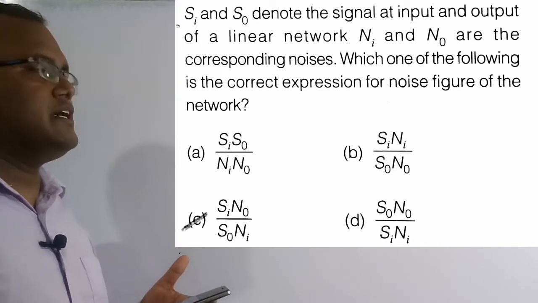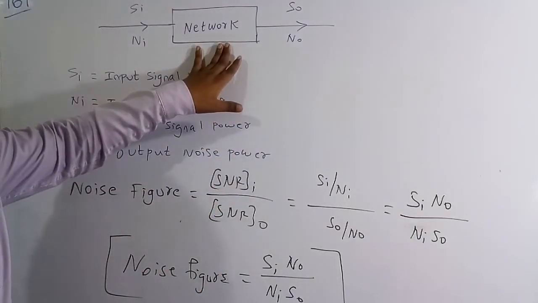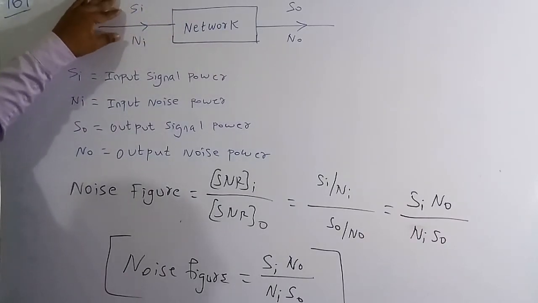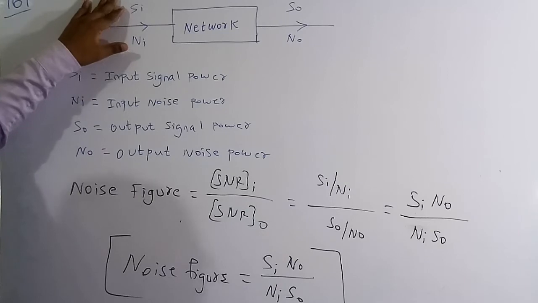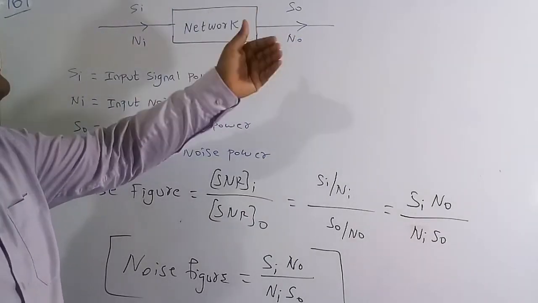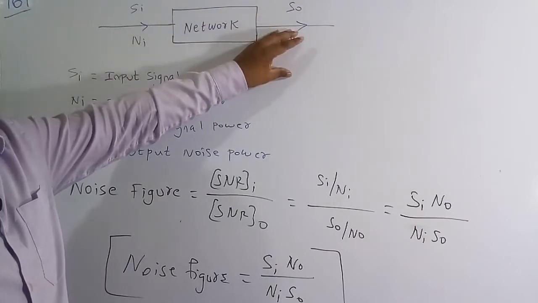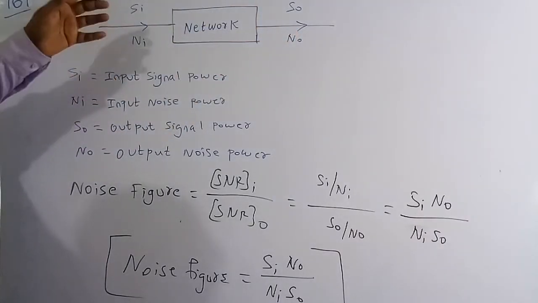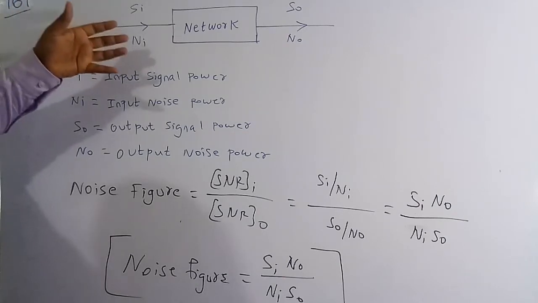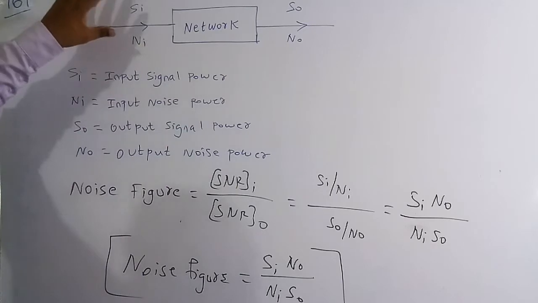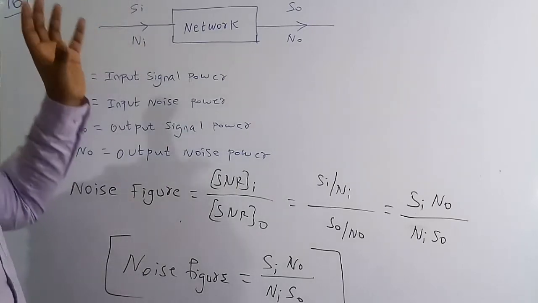So let's solve this numerical. So basically this is a linear network. So therefore here whatever the signal, it is going to contain two powers, which are the signal power and also some amount of noise power, and similarly the output of this network will also have some amount of signal power and also noise power. So here the SI is called as the input signal power, means how much amount of power is present in the actual signal, and NI is called as the input noise power, means for the input of this network there will be some amount of noise.